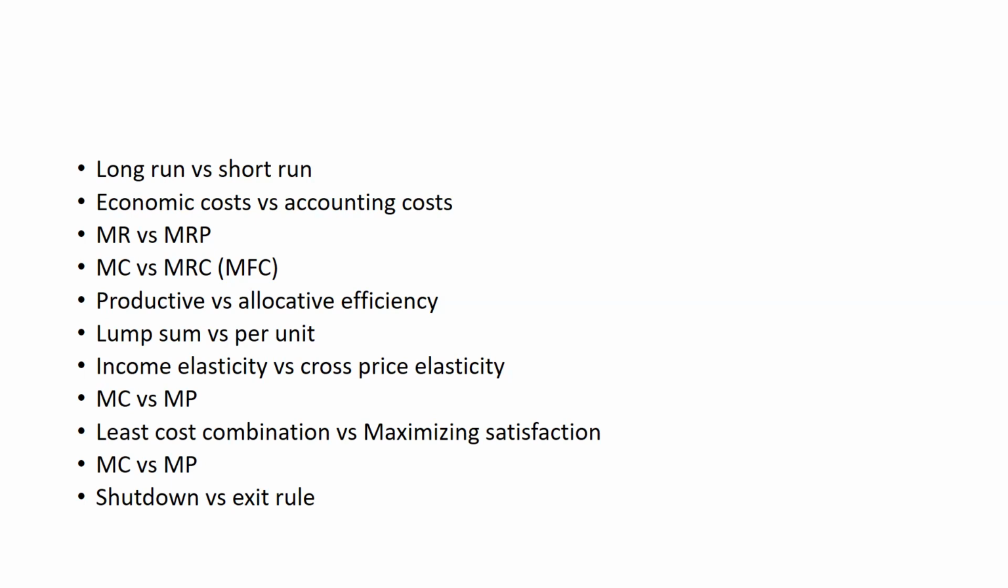MR is in the product market, that's marginal revenue. That's the additional revenue for an additional output. MRP is in the labor market, that's marginal revenue product. That's the additional revenue for an additional input, usually a worker. MC is marginal cost. It's the additional cost for an additional output. MR equals MC is the profit maximizer in the product market. MRC or MFC, marginal resource cost or marginal factor cost, are the same. That's the additional cost for an additional worker. MRP equals MRC is the profit maximizer in the labor market or the resource market, okay?